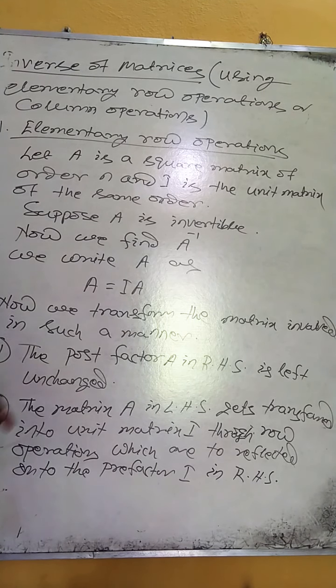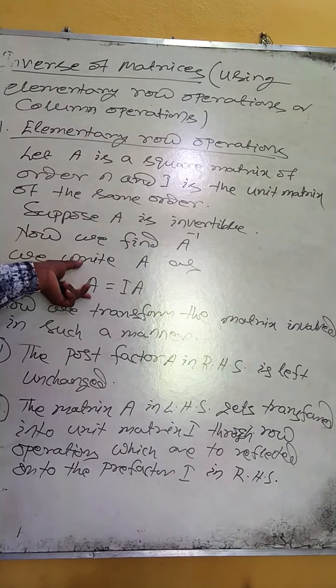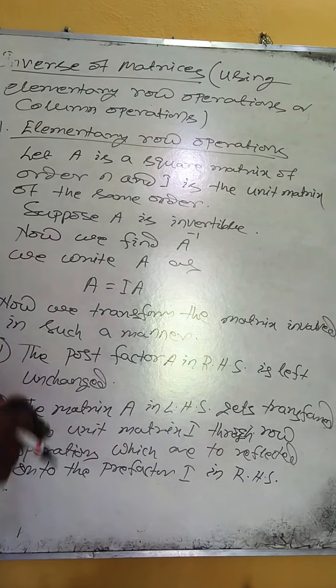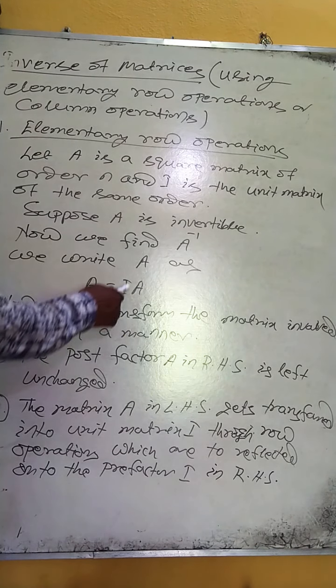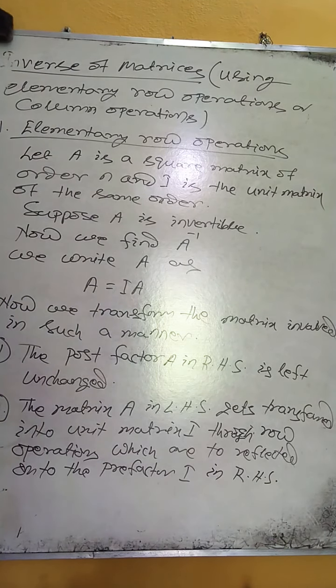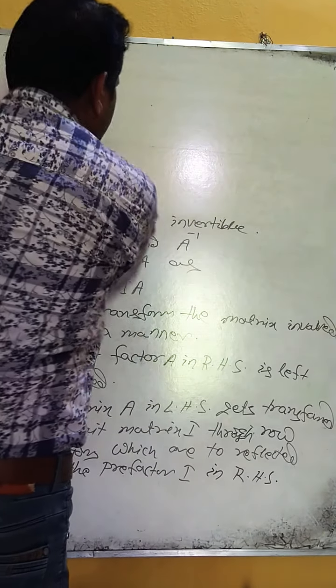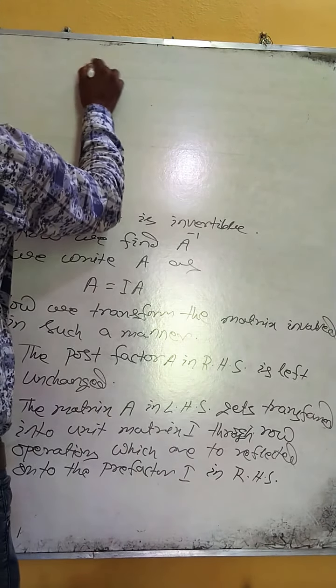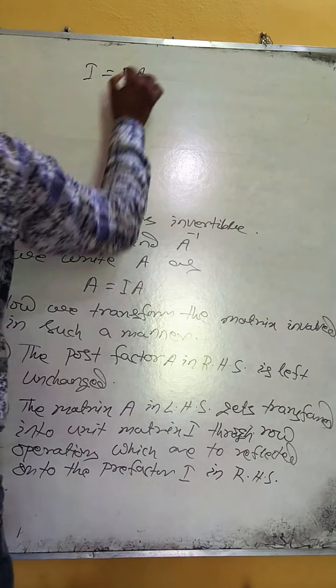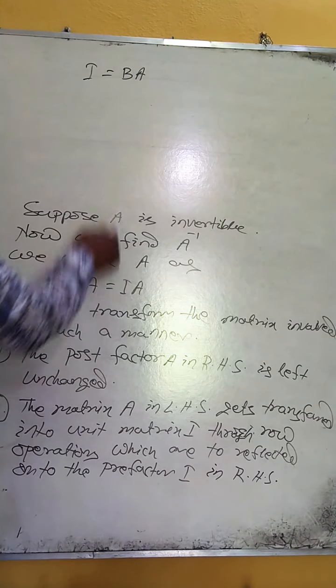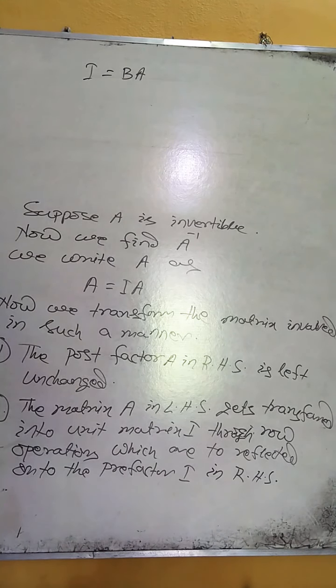Okay, that means the matrix A in the LHS gets transformed into a unity matrix using row operations, and that should be maintained on the prefactor I on the right hand side. So it becomes I is equal to BA. That means the unit matrix I becomes a new matrix B.